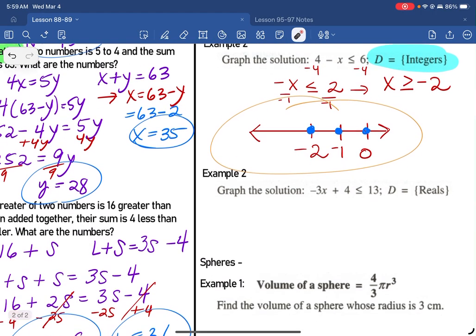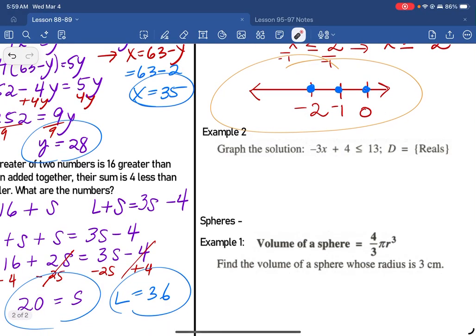Okay. Why don't you try this one on your own? Pause the video and then come back and check it.